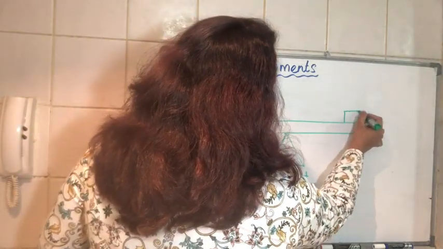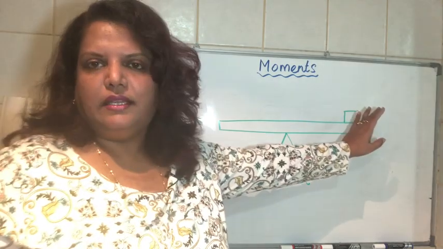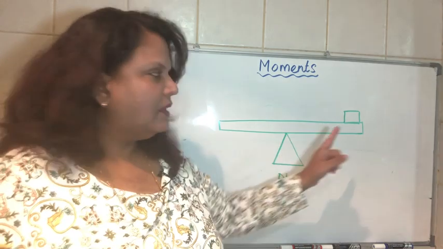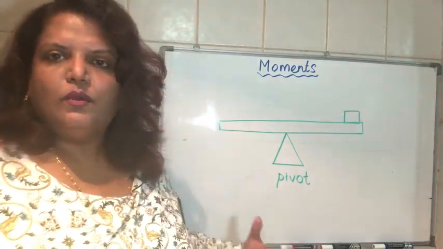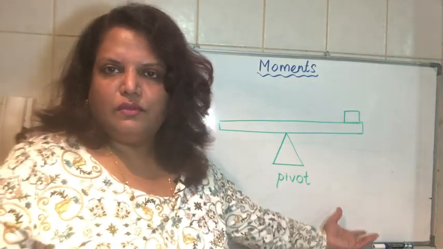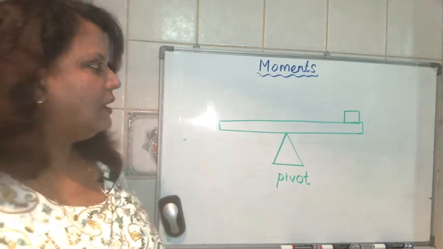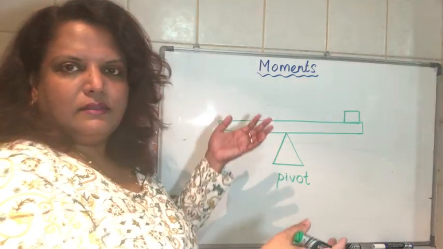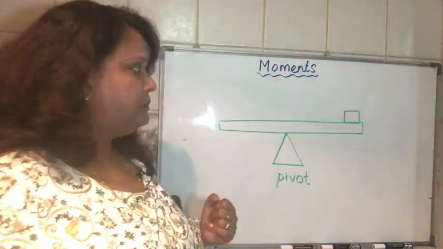Say an object is placed here. Now it's placed freely. So what's the force that it exerts? What's the name of the force? It will be acting vertically down due to gravity, which we call the weight. So here, weight is the force that will pull the beam down. Now, what will happen to the beam? The beam will tilt, correct? It will topple and you will have this tip down.